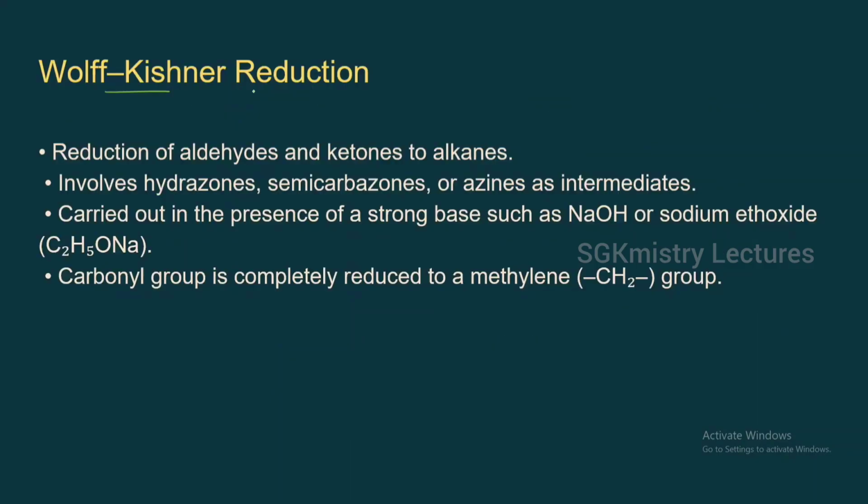So next, coming on to Wolff-Kishner reduction. This involves the reduction of aldehydes and ketones to the alkanes like that of Clemmensen reduction. But here, this reaction is carried out in the presence of a strong base like NaOH or sodium ethoxide, whereas Clemmensen reduction is carried out in the acidic conditions. Here, hydrazones, semicarbazones or azines are involved as intermediates, and the C double bond O group is completely reduced to the CH2 group in this reduction process.